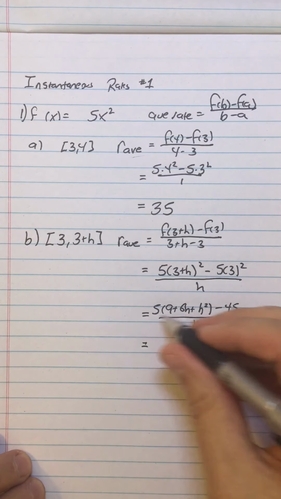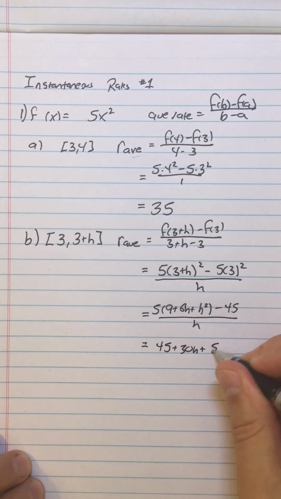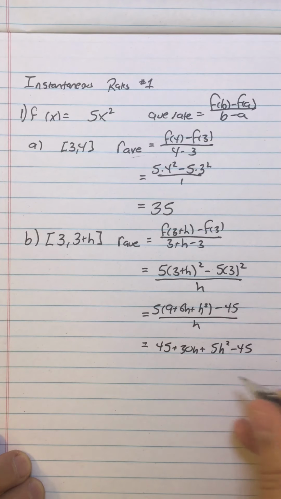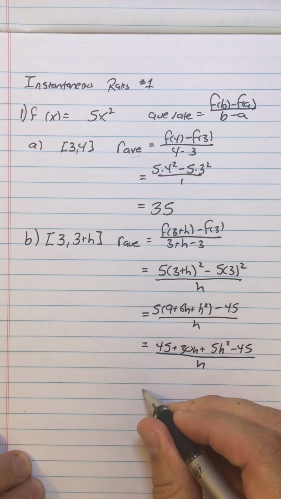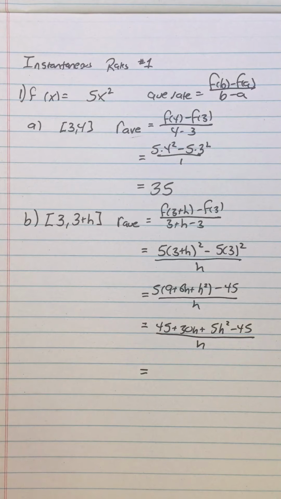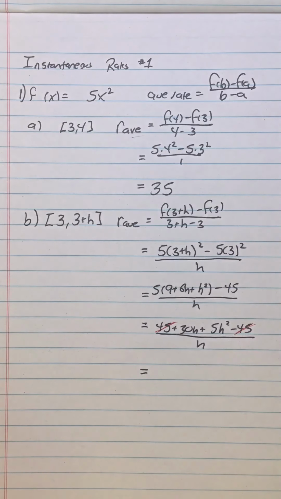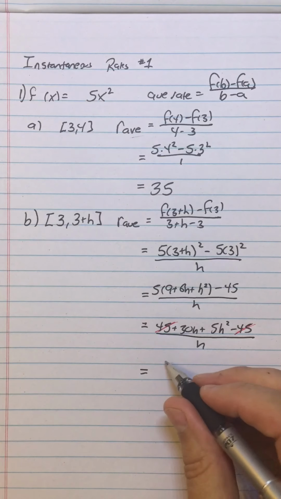That will help keep you from making mistakes, and it will make it easier for people who have to read it. Distributing the 5, 45 plus 30h plus 5h squared minus 45 over h. In these rates of change problems, when you're finding the instantaneous rate of change of a polynomial, this will always happen. We will be able to take advantage of that pattern, things that always happen, in order to very quickly get these rates of change without doing the whole limit process.